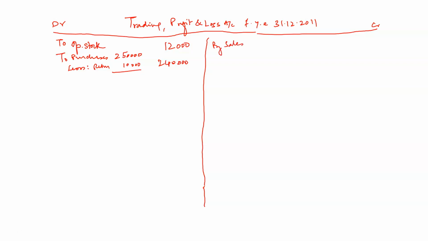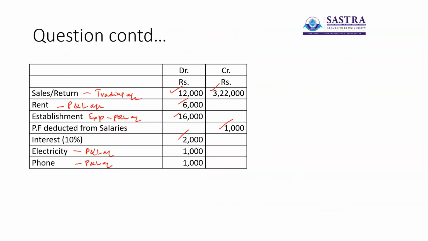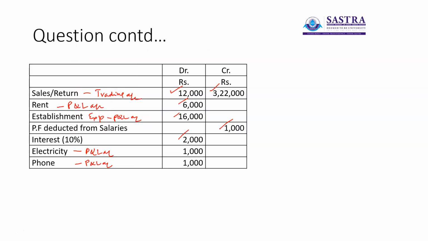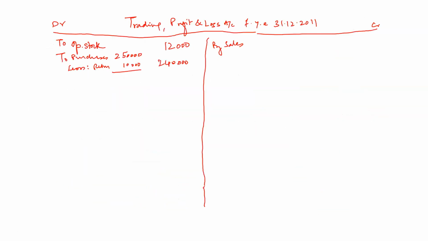By sales, checking the data in the trial balance, the amount of sales is given as 3,22,000. Sales is a credit item. It will be given on the credit side. 3,22,000 less returns 12,000. So it is 3,10,000.